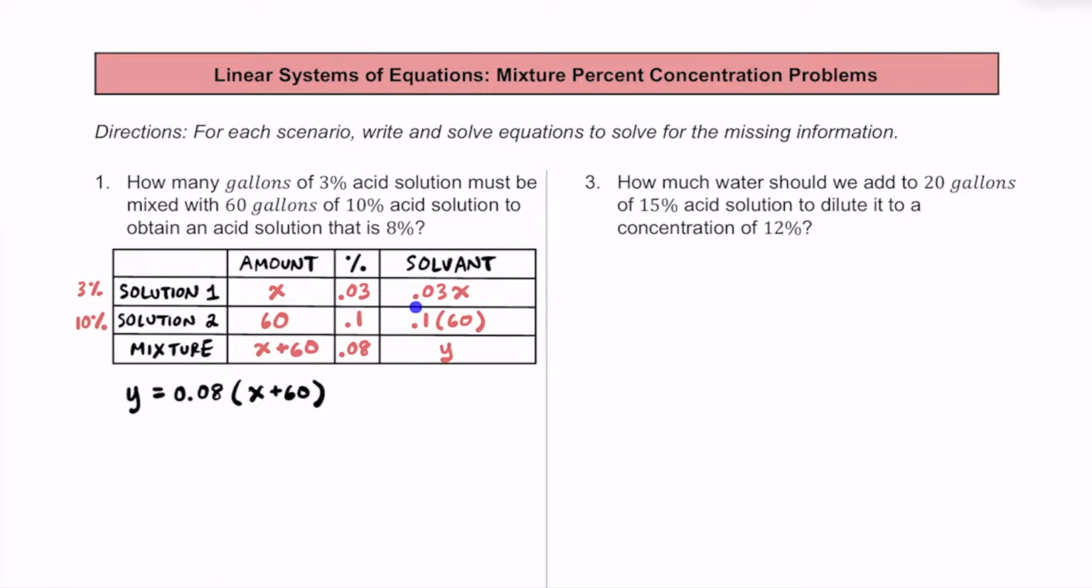On top of that, we should also be able to say that if we add the amount of acid in the first solution to the amount of acid in the second solution, that will equal the total amount of acid in the mixture.